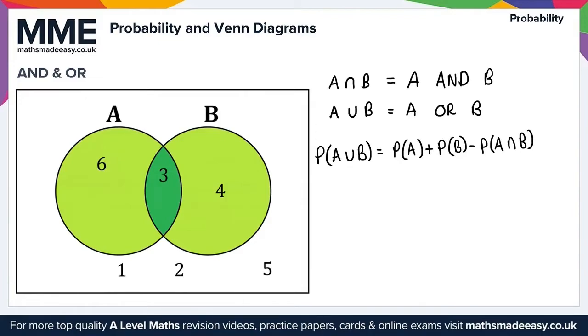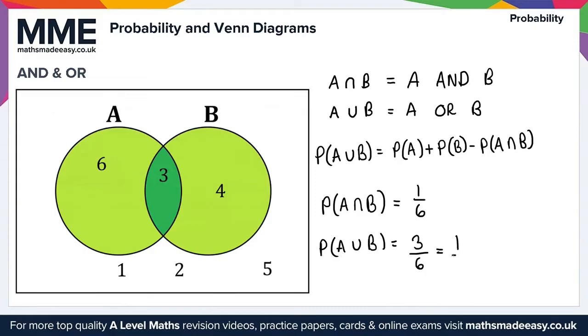Since there are 6 values overall, we can conclude that the probability of A intersection B is equal to 1 out of 6, and the probability of A union B is equal to 3 out of 6, which simplifies to a half. So that gives us everything we need for and or.